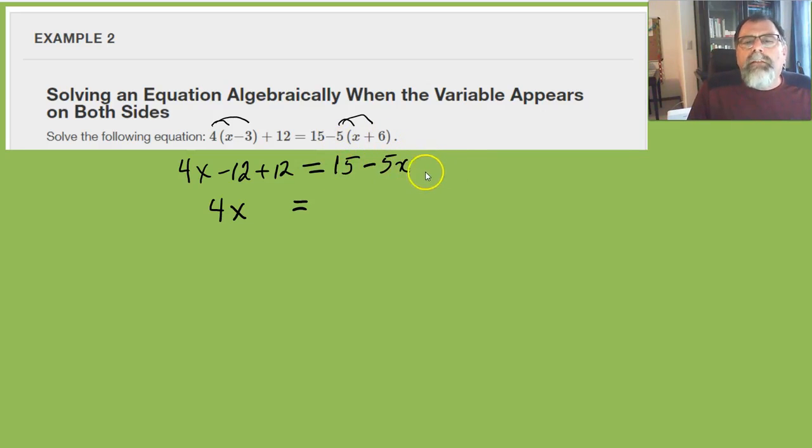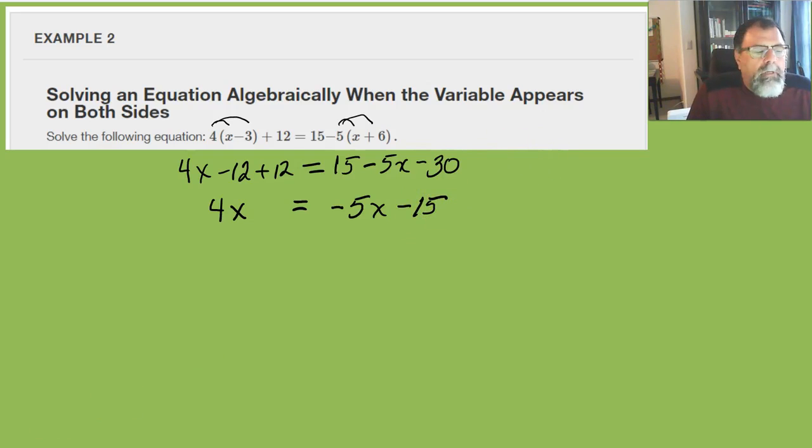Negative 5 times positive 6 is negative 30. Combine like terms. So we got these constants that can combine. 15 minus 30 is negative 15. So we got negative 5x minus 15. All right, so that was step 1.